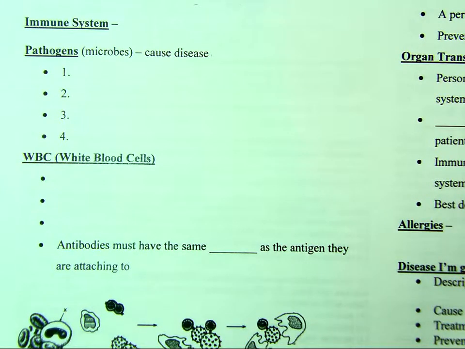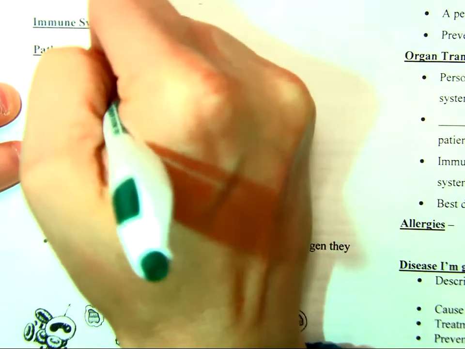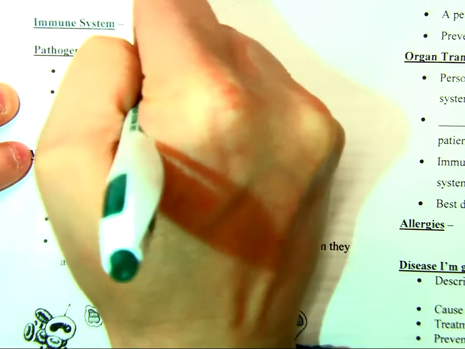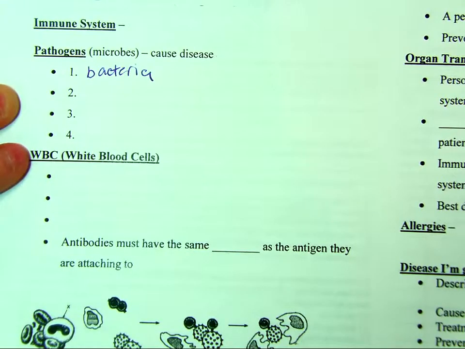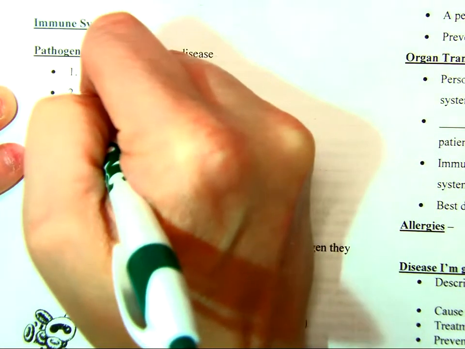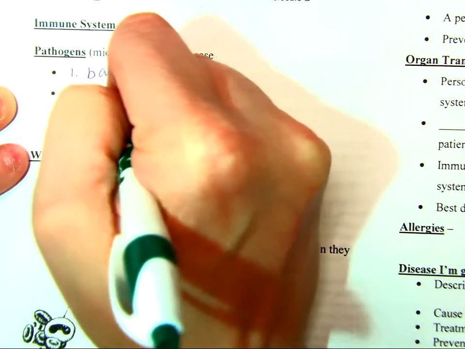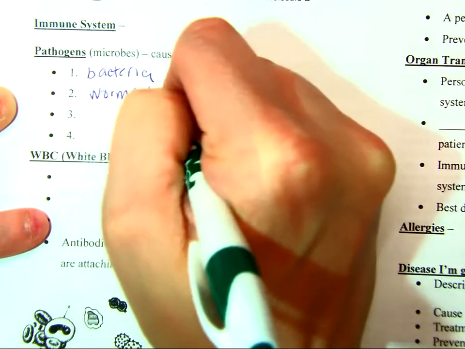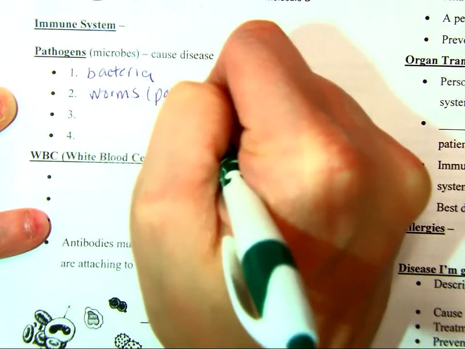So let's talk about a couple of these things that can cause disease. The first one I like to talk about is bacteria. Okay. So we can have strep bacteria. We can have MRSA, bad stuff. These can cause diseases and can cause a lot of issues. Other pathogens, let's just call them worms. We call those parasites.